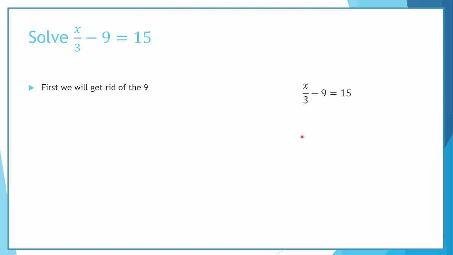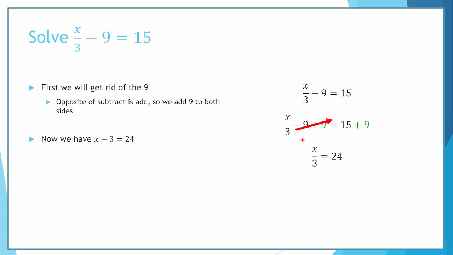So we've got minus 9 here, so to get rid of it, we must add the 9 to both sides. So that gives us x over 3 minus 9 plus 9 equals 15 plus 9. Of course, this minus 9 and the plus 9 cancel with each other. That leaves us with x over 3 equals 24.